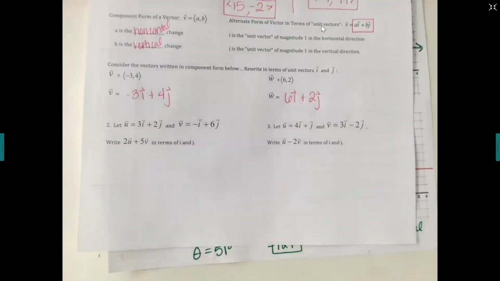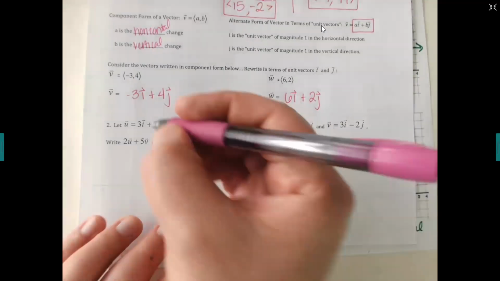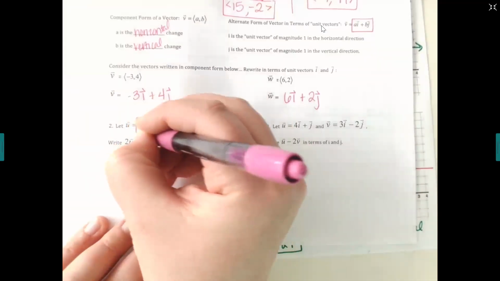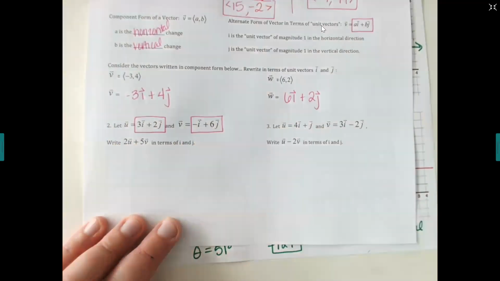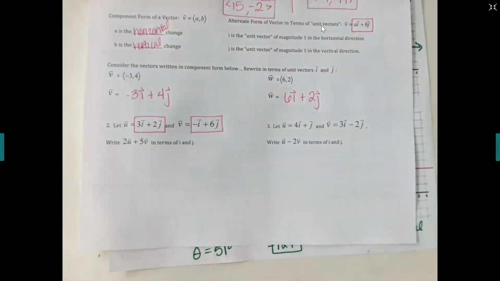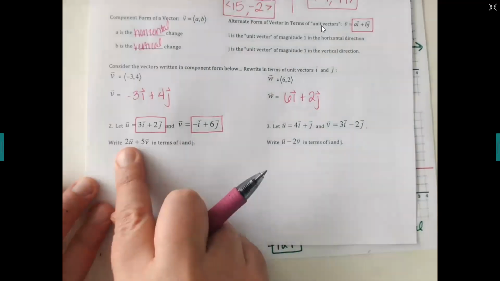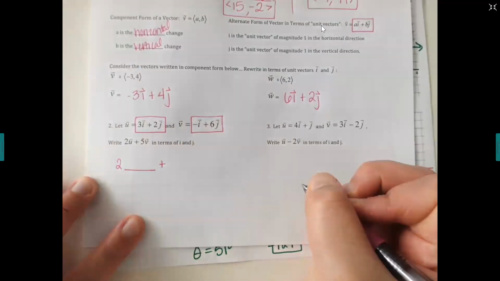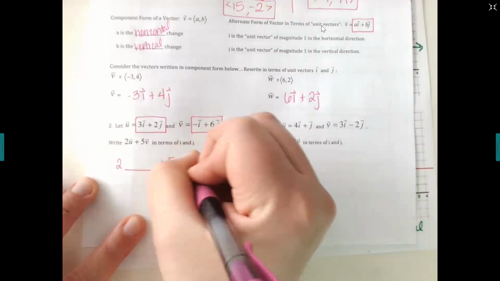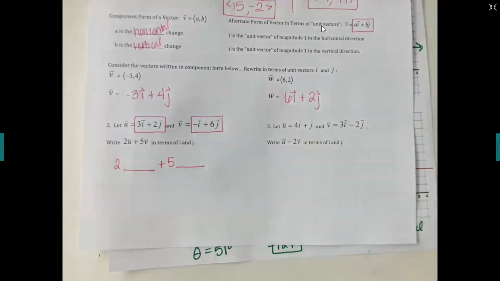So take a look at number 2. It tells me that u is 3i plus 2j. v is negative i plus 6j. And I want to do 2u plus 5v. Here's how I'm going to do it. 2u, I'm going to put 2 blank plus. And then 5v is going to be 5 blank. And then in the blanks, I'm going to drop what each of my vectors were. So my vector u was what?